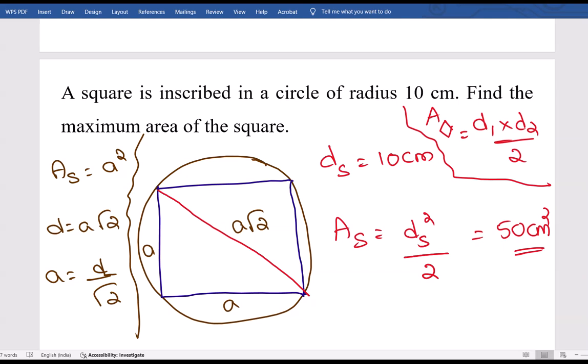You can remember that's the basic, or else I am always linking it with the rhombus concept. In a rhombus, the product of diagonals divided by 2 is the area. If the diagonals are equal, it becomes a square, and the area is d square by 2.